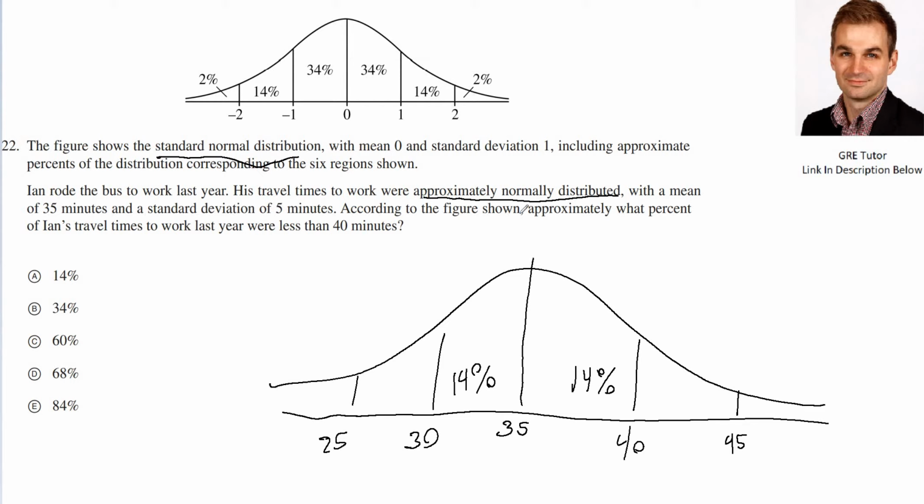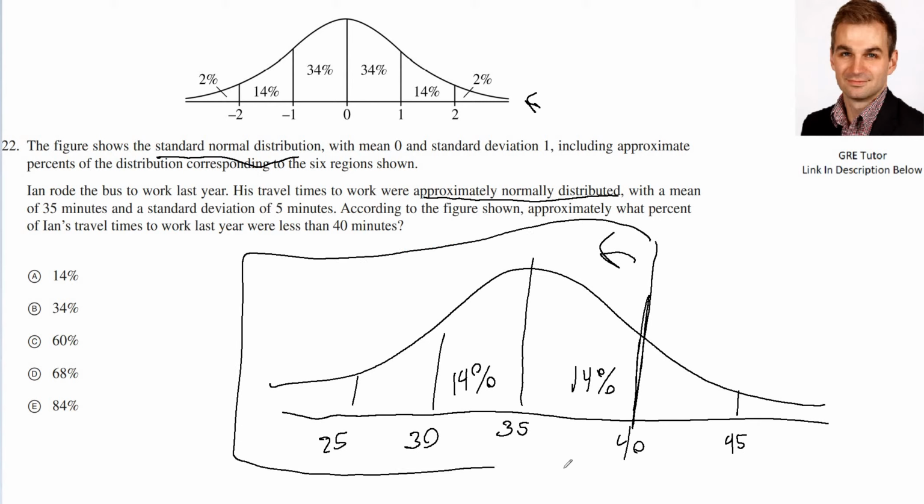Alright, so according to the figures shown above, approximately what percent of Ian's travel times to work last year were less than 40 minutes? So we need to see ones that are less than 40 minutes. So what they want is this and below. They want this section right here. Okay, so the way you do that is you take the times that they gave you.